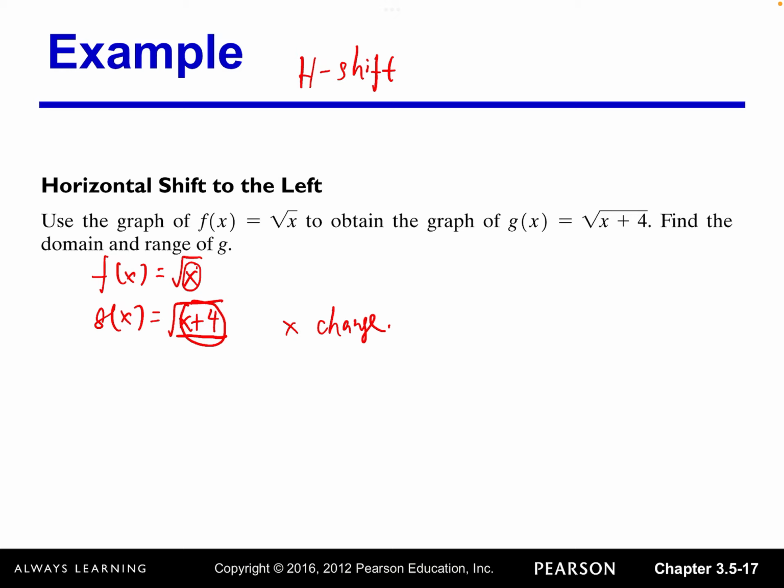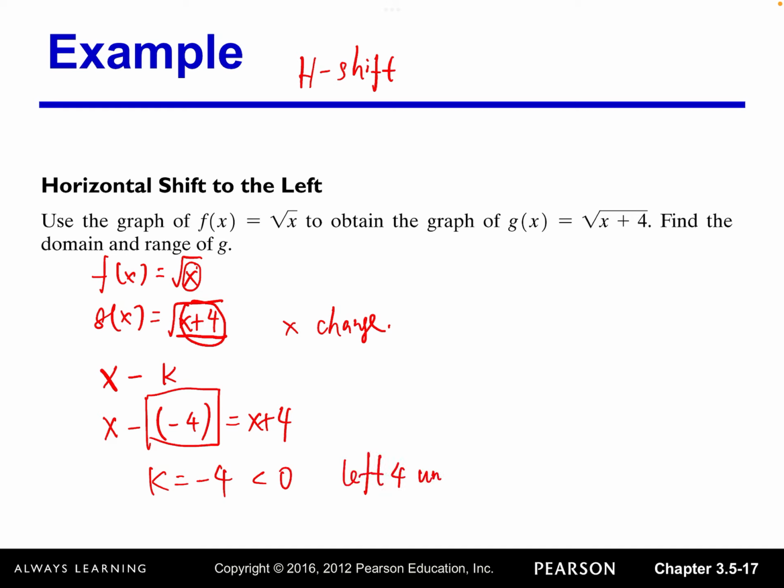And then we need to see whether it shifts to the left or right. Horizontal only has these 2 directions. So let's see. We have to change x to x minus k, right? So x plus 4, we need to write as x minus negative 4. That's actually x plus 4, right? So x minus negative 4, so k equals negative 4, which is a negative number. Therefore, it is shifting to the what? Shifting to the left, 4 units.